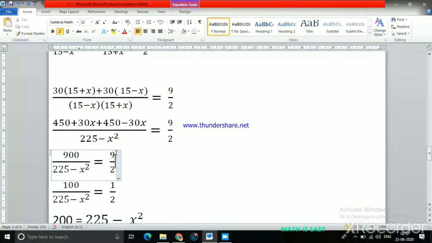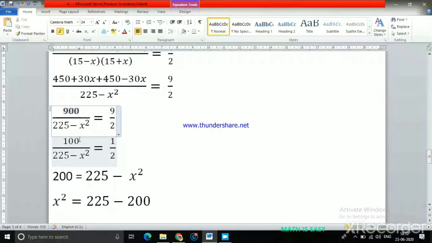Now here 9 and 900 are both in the numerator on opposite sides of the equality. So 9 will get cancelled in 900, 100 times. You will get 100 upon 225 minus x square equals 9 ones are 9, so 1 will be left out and 2 will come in the denominator. Now do the cross multiplication. 2 into 100 is 200, and 1 into 225 minus x square is 225 minus x square.